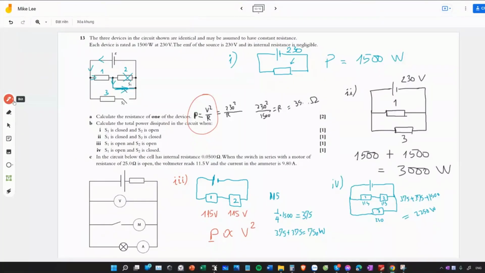Can you check if the fourth one is right? The fourth case, S1 is open and S2 is closed. When S1 is open, there are 2 resistors. S2 closed, yeah, exactly. And 1/4, and then plus, correct? Yeah, you understood it. Very good.